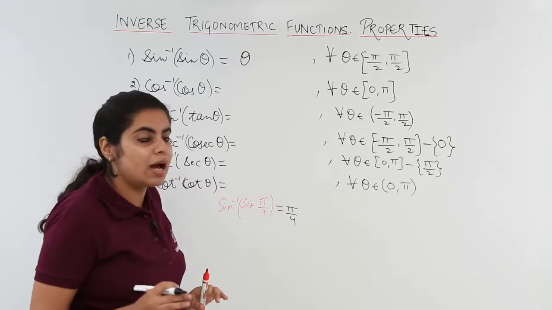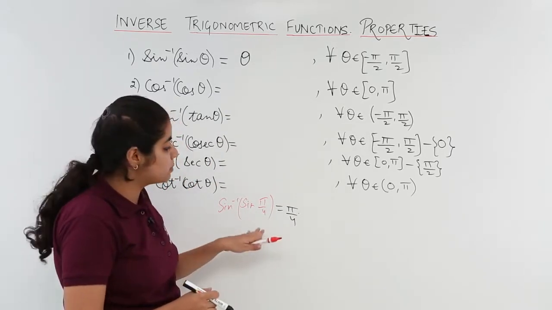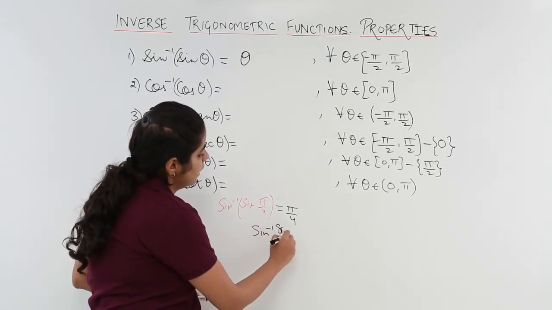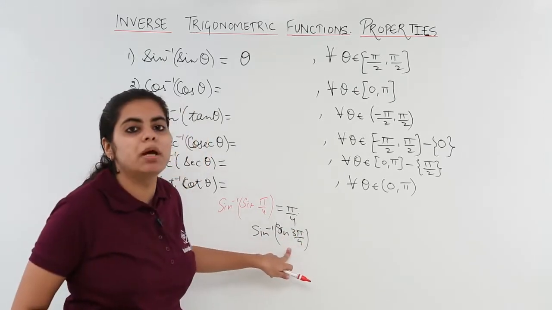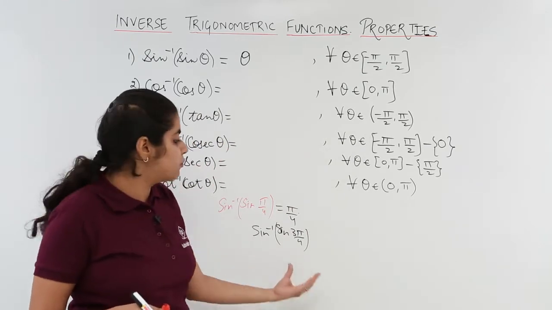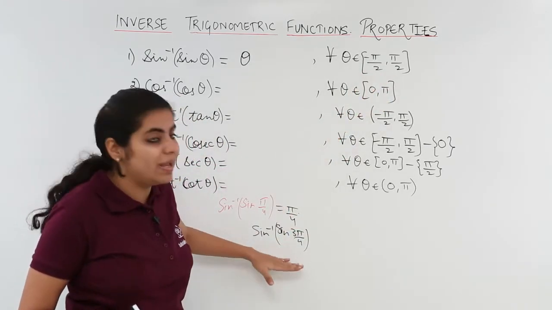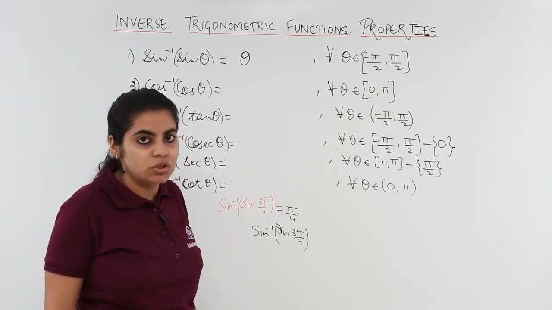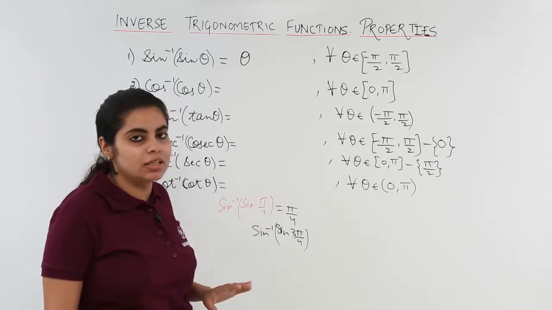But what happens if the question is given to me as sine inverse sine 3 pi by 4? Will the answer be 3 pi by 4? Will it be theta? No. Why no? Because 3 pi by 4 does not lie between minus pi by 2 to pi by 2. You have to make it lie between minus pi by 2 to pi by 2 first. Understood? How we will do this question, we will be seeing in the next videos.